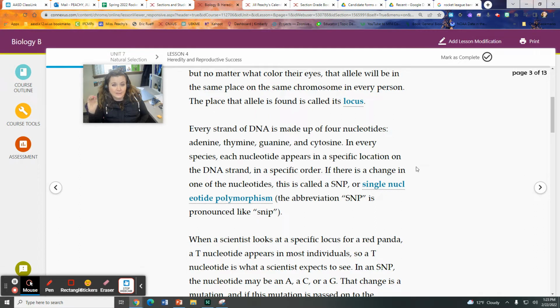The differences are the alleles can be different, but the actual code in the order in which it is, is the same. If there's a change in the code in the order, this is called a single change. It is called a single nucleotide polymorphism. It's a mutation. It is abbreviated SNP for single nucleotide polymorphism, and they pronounce it SNP. This is called a SNP.